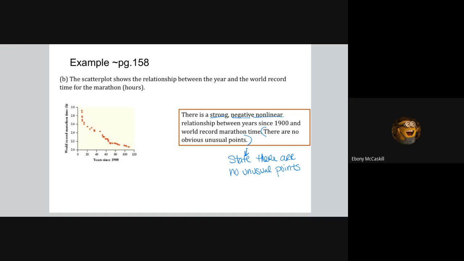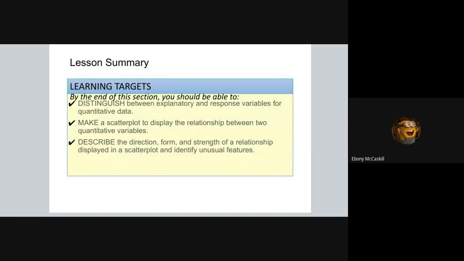So, class, with that, I have to say, we are done. Here's your summary. Today, we learned how to distinguish between explanatory and response variables. We will practice making a scatter plot, and we have described the direction, form, and strength of a relationship while identifying unusual features.